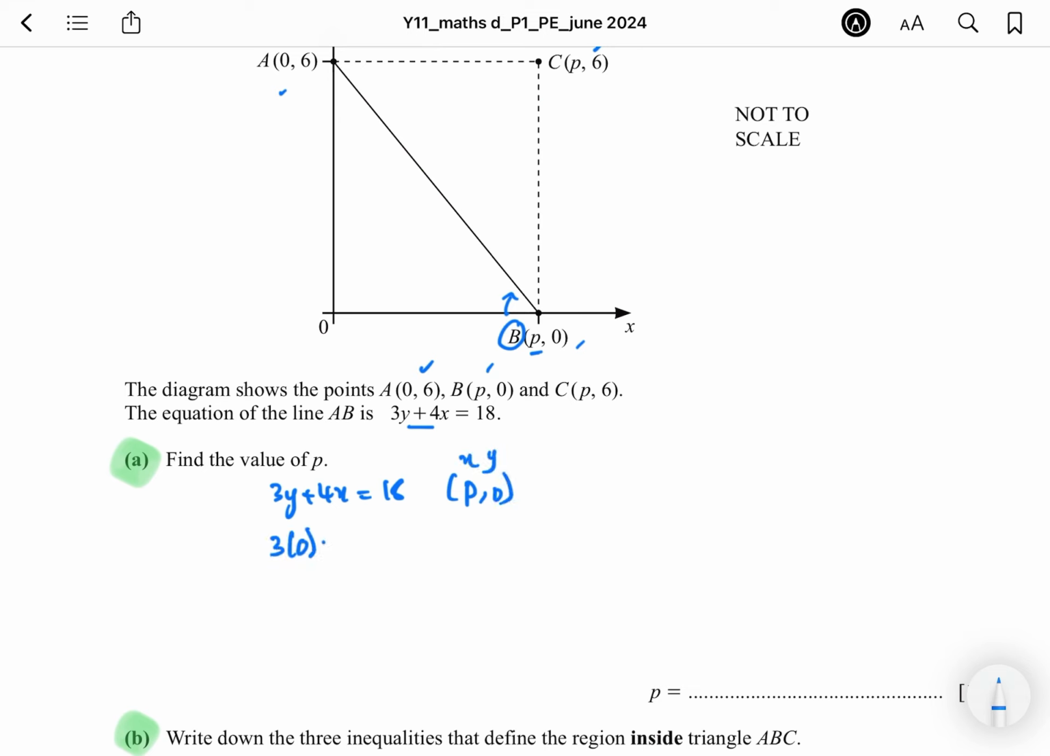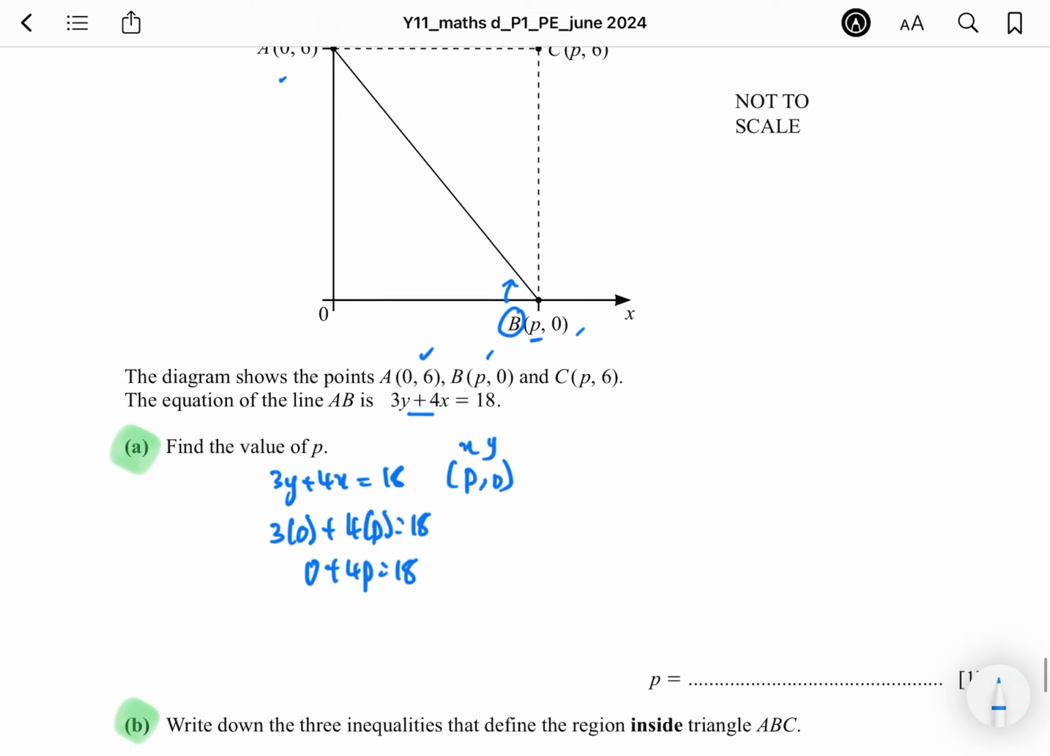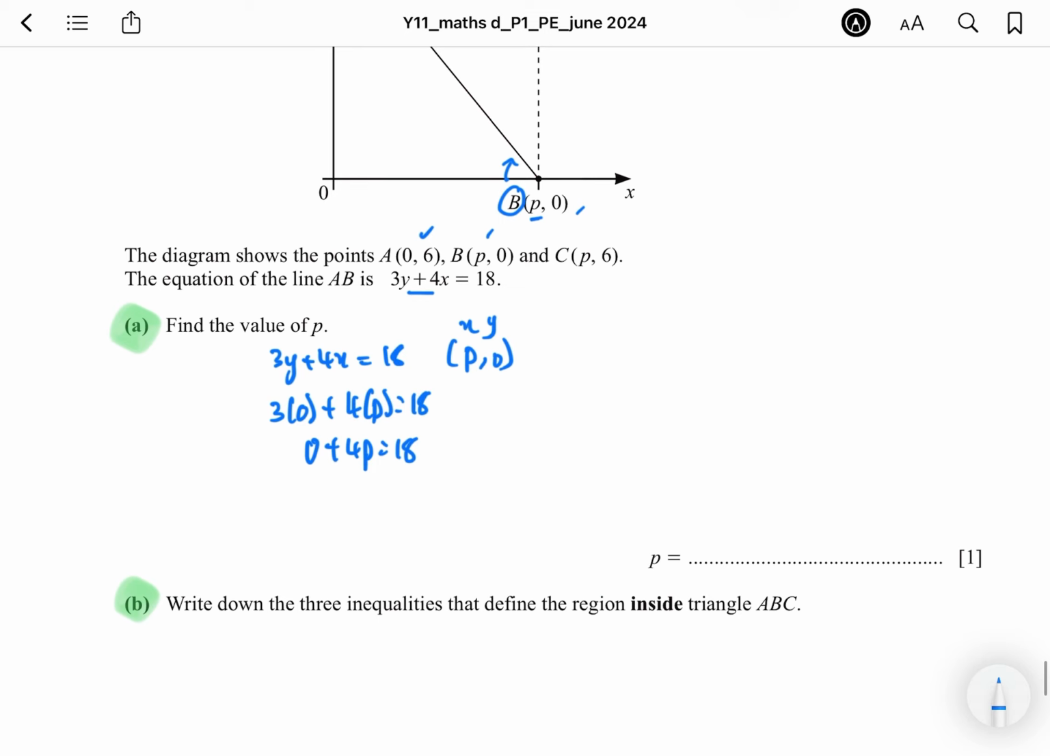That gives me, okay, your y equal to 0 and your x equals to P. So 0 plus 4P is equals to 18. Divide 4 both sides and I get 9 over 2, that means P is equals to 4.5.